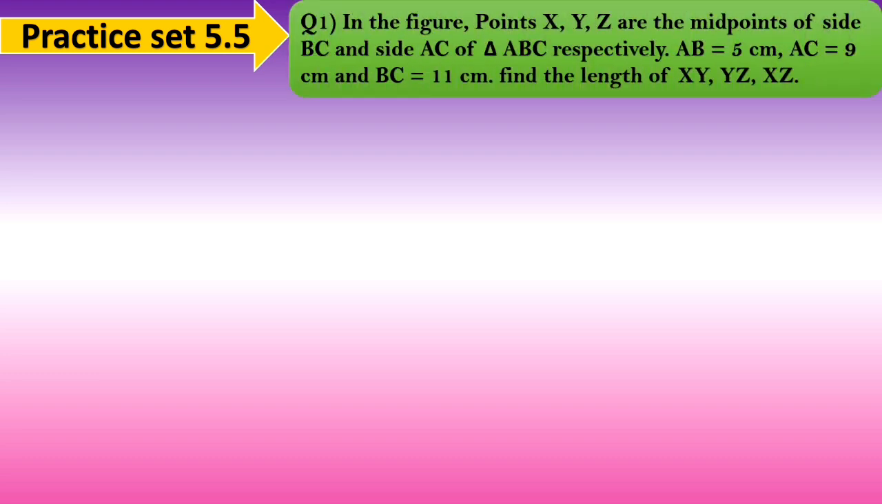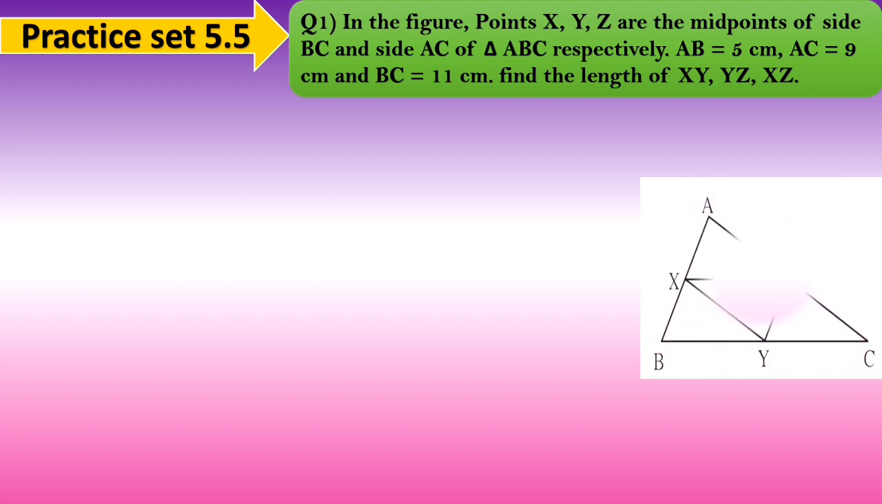Now let's start with the exercise 5.5. Question number 1. In the figure, points X, Y, Z are the midpoints of the sides AB, BC and AC of a triangle ABC respectively. If side AB is given 5 cm, side AC is given 9 cm and side BC is given 11 cm, then we have to find the lengths of XY, YZ and XZ.